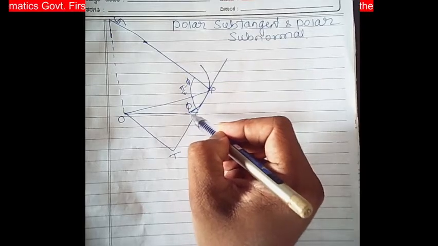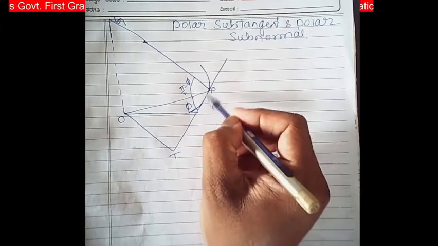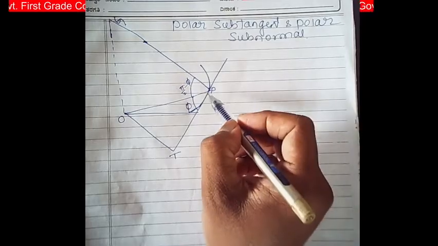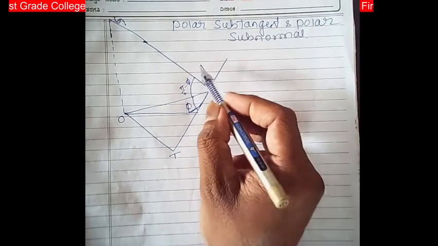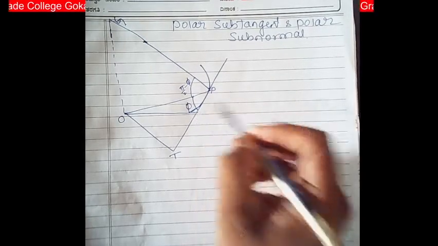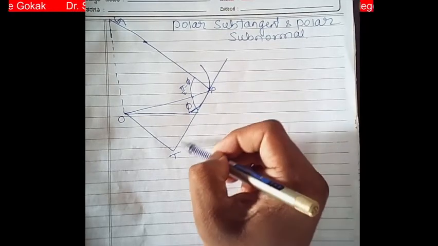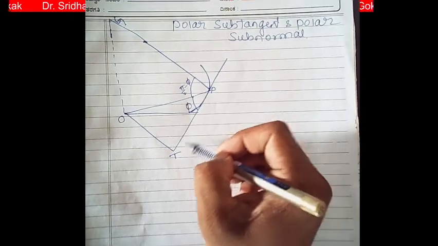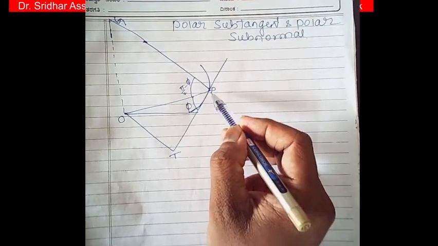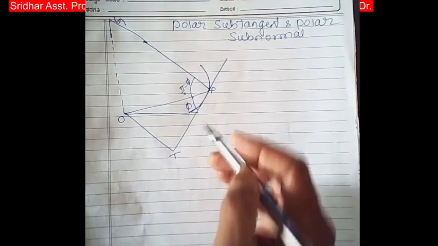This is a curve, okay? And let P be any point on this curve. Now at this point P, we draw one tangent, okay? So that tangent is denoted by PT.